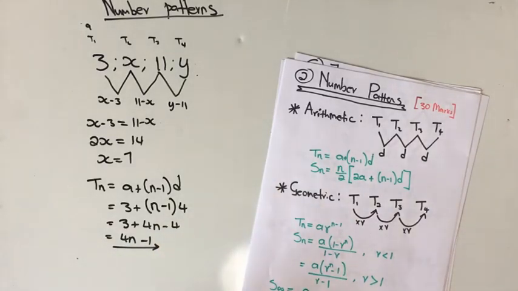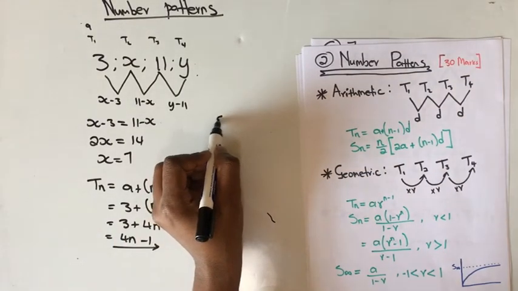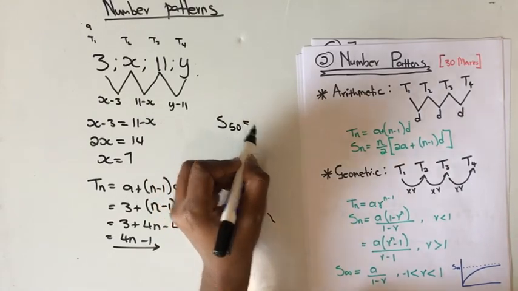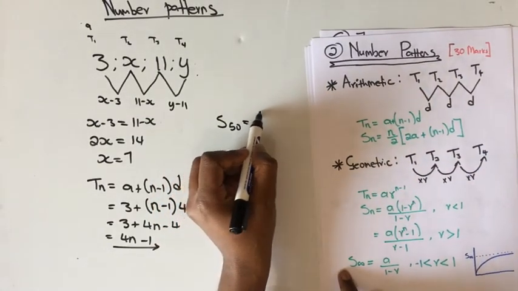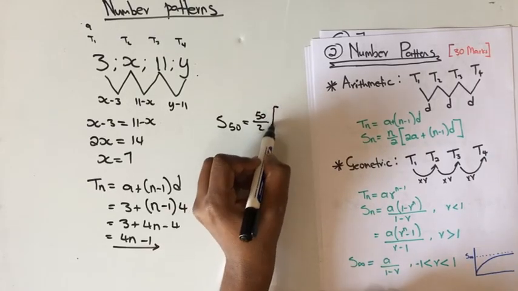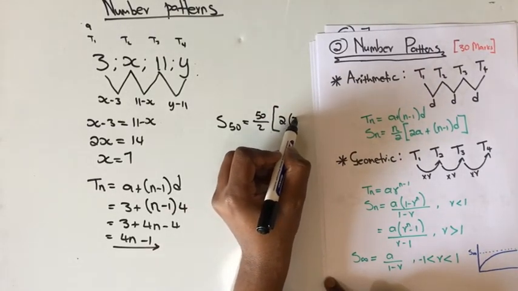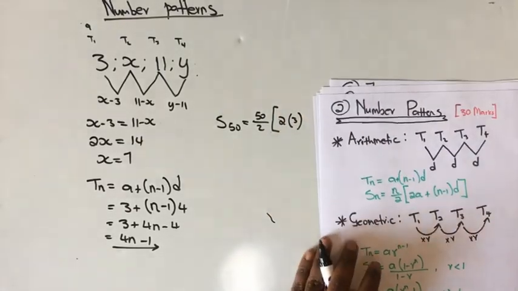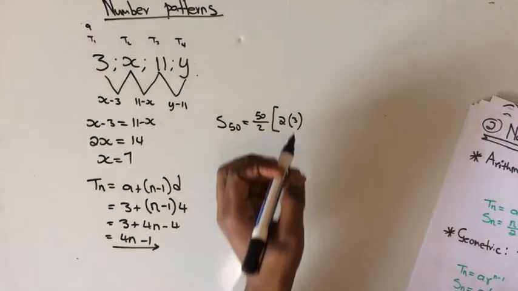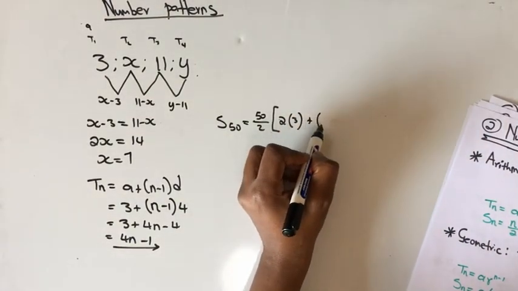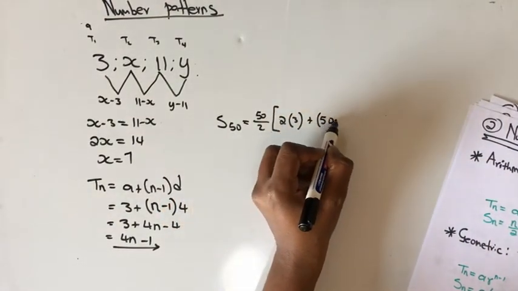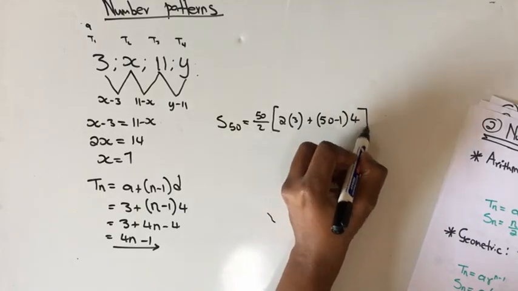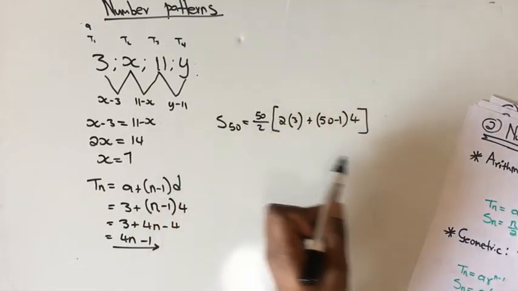Then again, they may be interested in finding the sum of some numbers. Let's just say they want to get the sum of 50 terms. So we go to the same equation. We say your S50, this equation, is going to be basically 50 over 2 into 2 into a. Your a was 3. Then we're going to have plus n, which is going to be 50 minus 1 multiplied by the difference, which is 4. So this is going to give you the sum of the 50 terms.